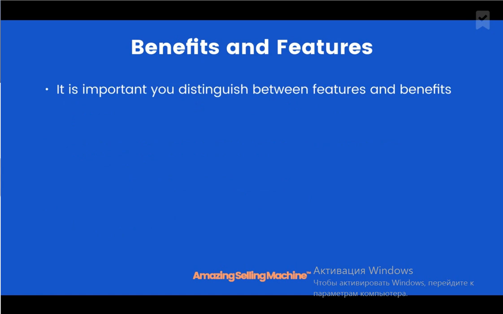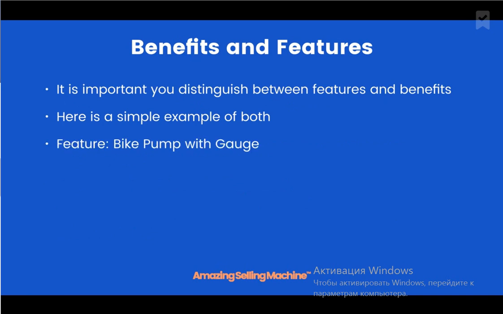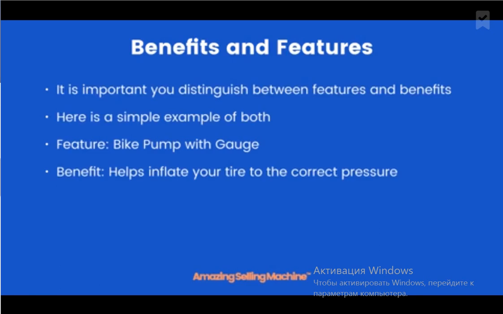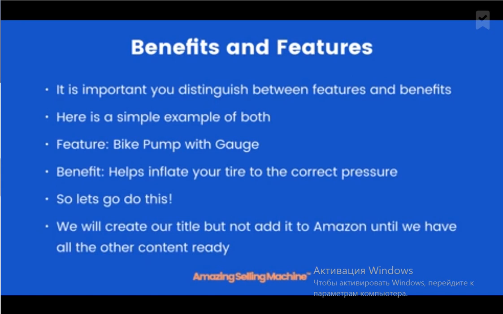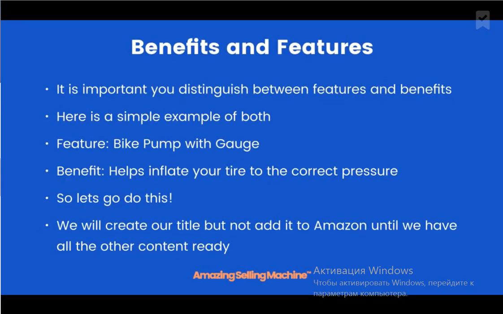Benefits and features. It is important you distinguish between features and benefits. Here is a simple example of both from our bike pump example. Feature: bike pump with gauge. That is a product feature. Benefit: it helps inflate your tire to the correct pressure. So let's go do this. Now we will create our title, but not add it to Amazon until we have all the other content ready, so we can do everything at once.